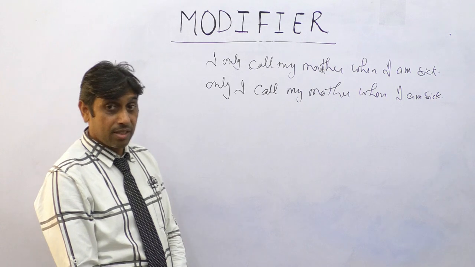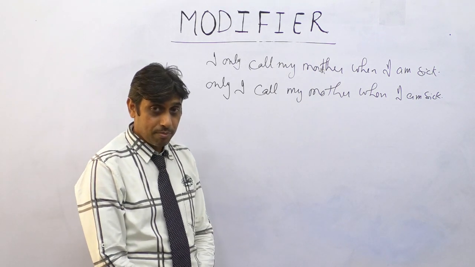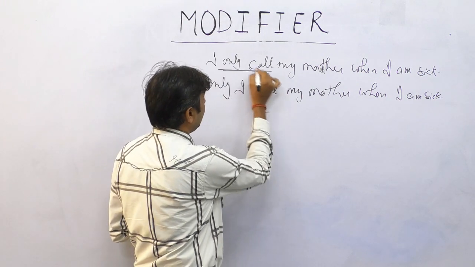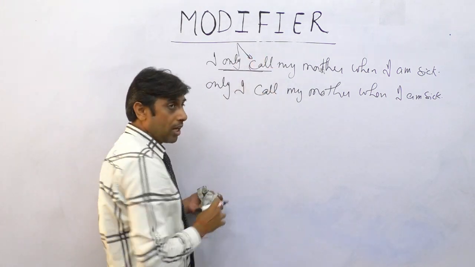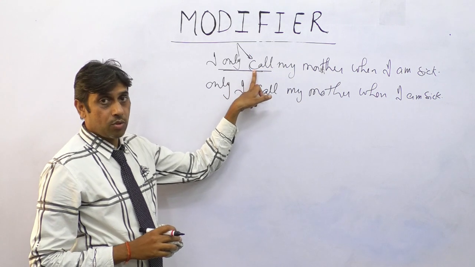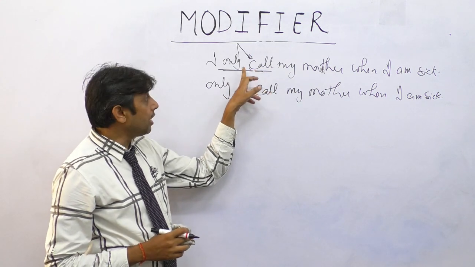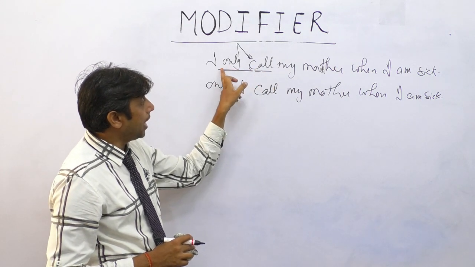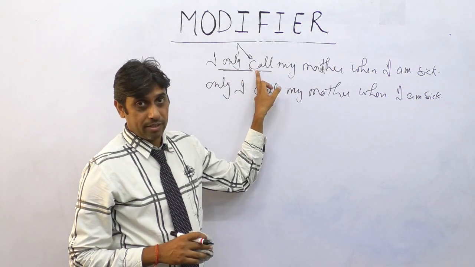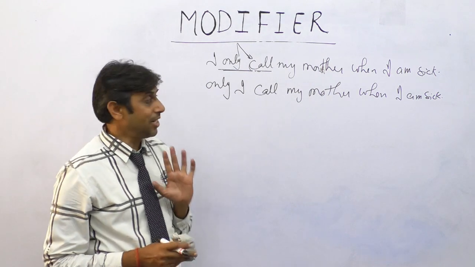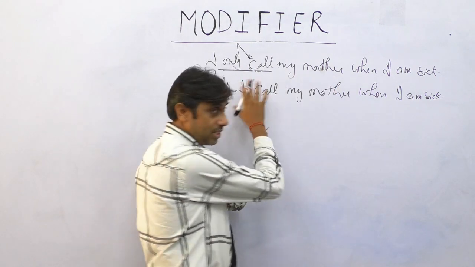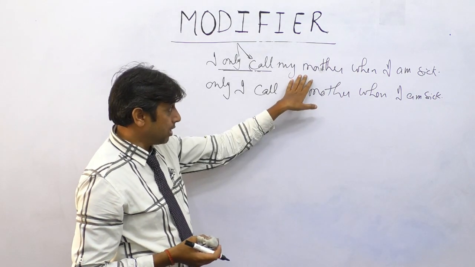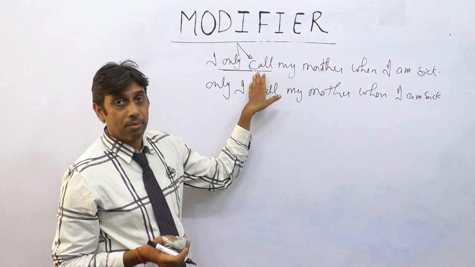Did you find any difference in these two sentences? Yes, the meaning is changed here. When I say I only call, this adverb only modifies this word, the verb. So here the adverb is modifying the verb, and now it says that I only call my mother: no other way of communication whenever I am sick, no messages, no sending somebody to my mother. It is just to make a call to my mother.